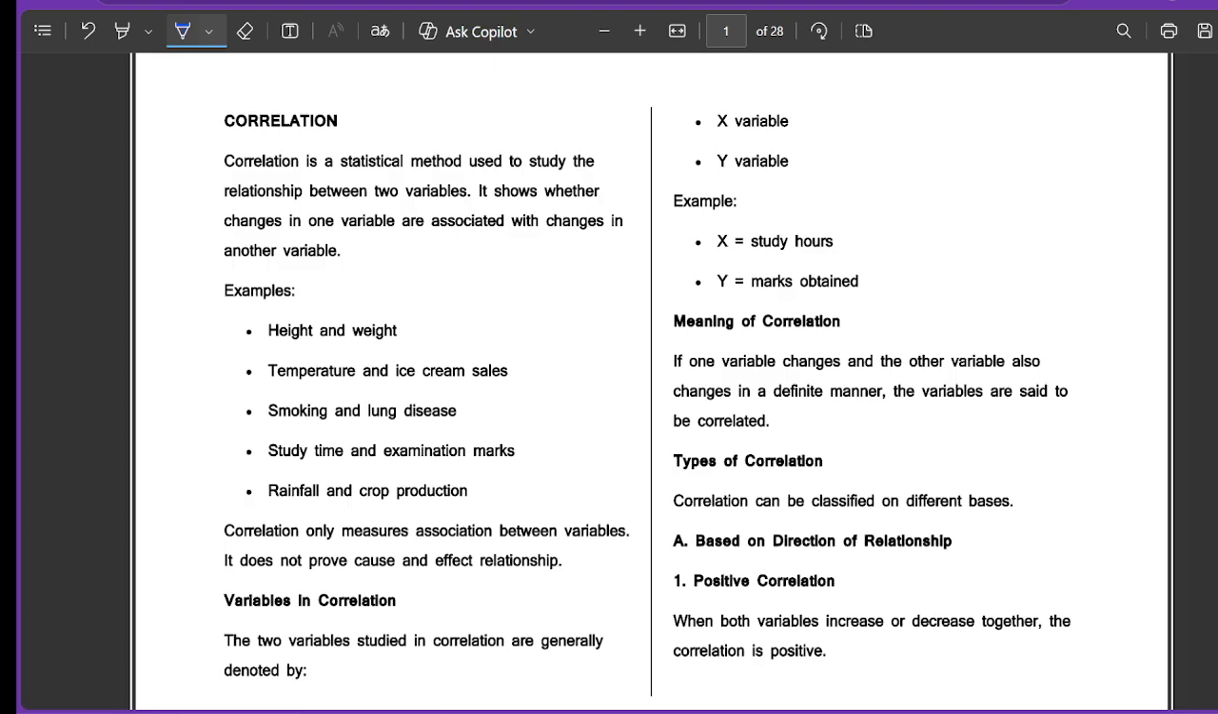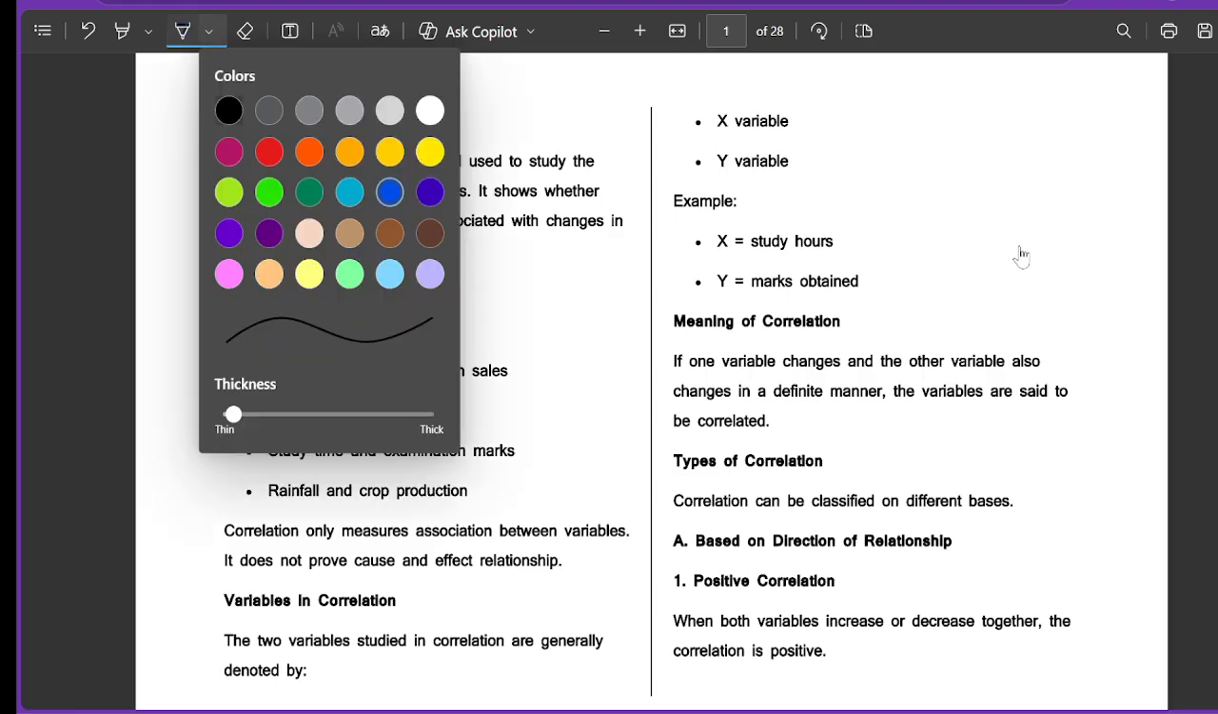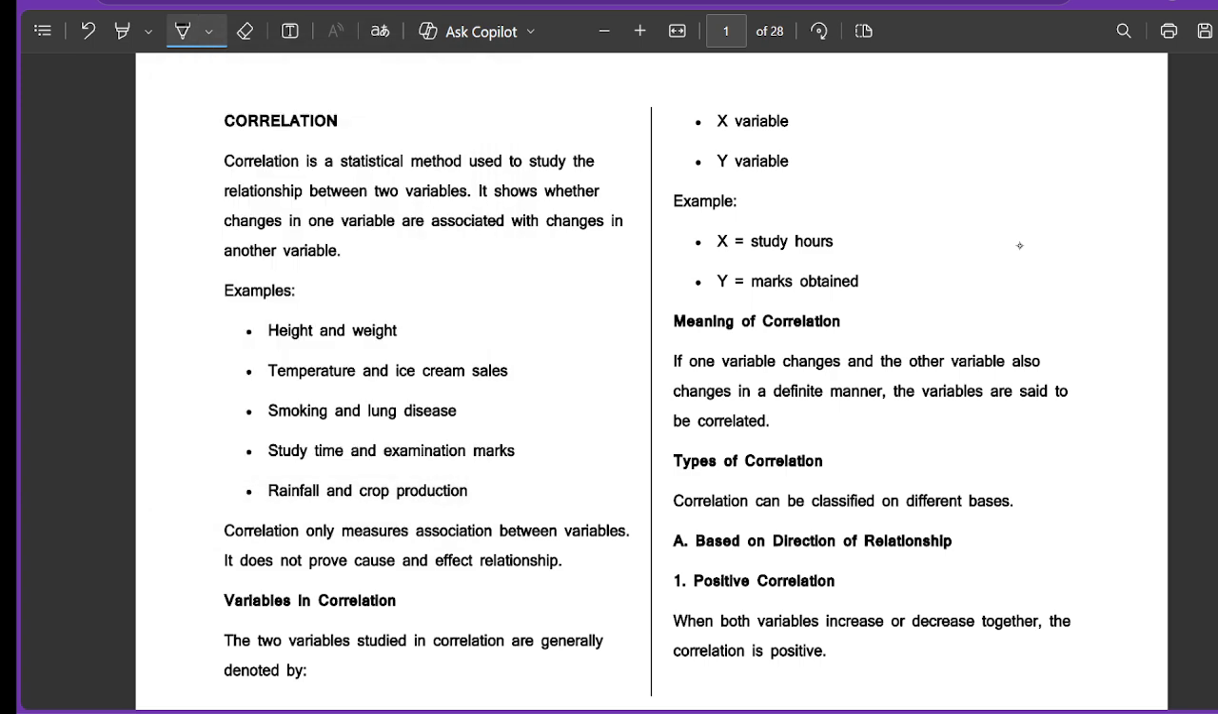So basically we can say that correlation is a statistical method. When we have two variables, or even more than two variables, and we need to study the relationship between them, the relationship can be studied easily by correlation, and this relationship is only the correlation between the variables.